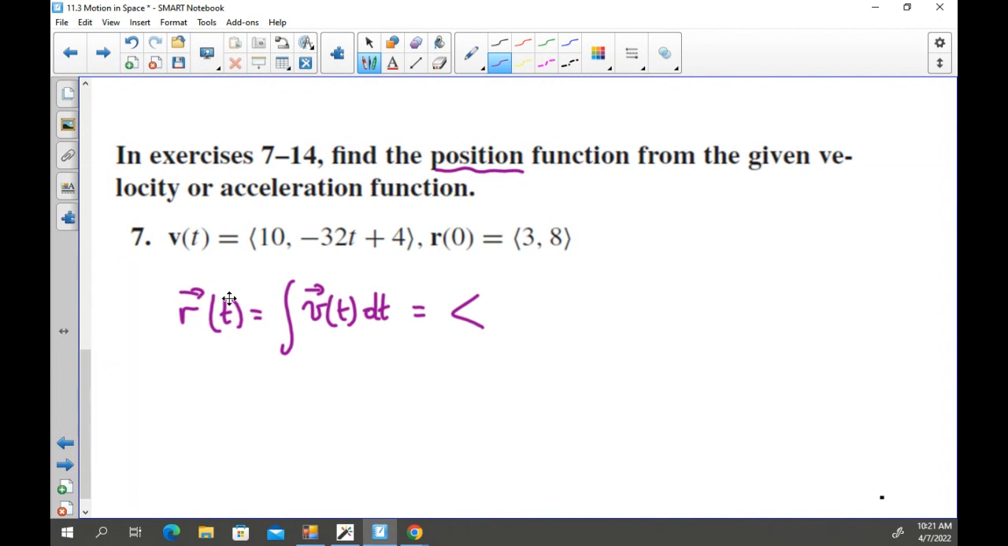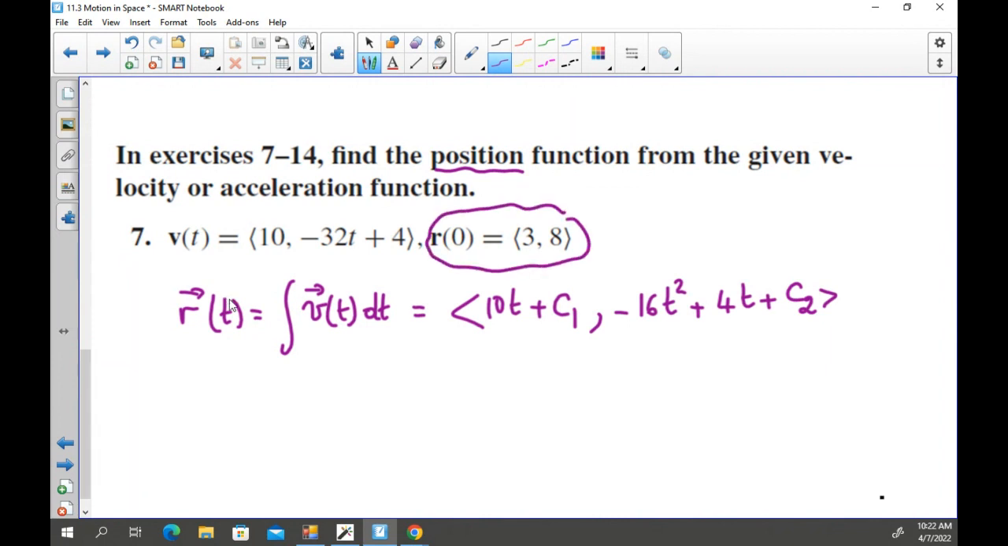The integral of 10t plus a constant, and then minus 32t plus 4 will be minus 16 t squared plus 4t plus a constant c2, like this. And then we are going to use this condition to get the constants c1 and c2.